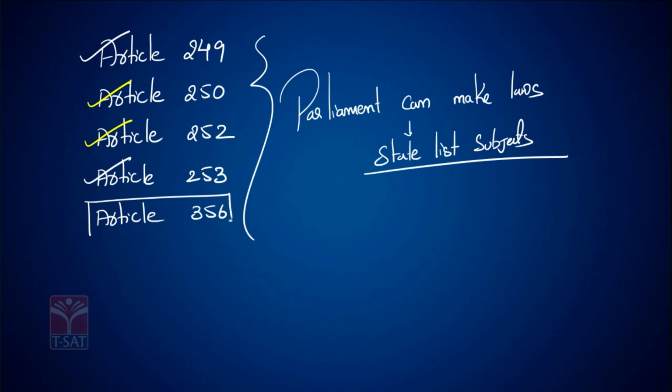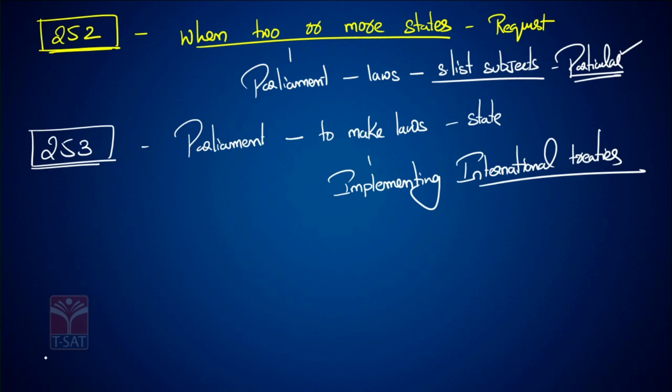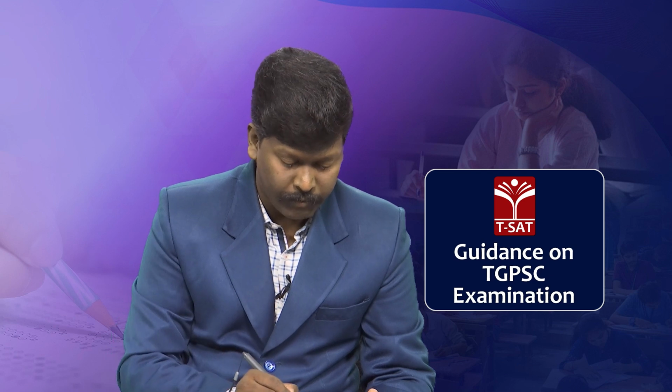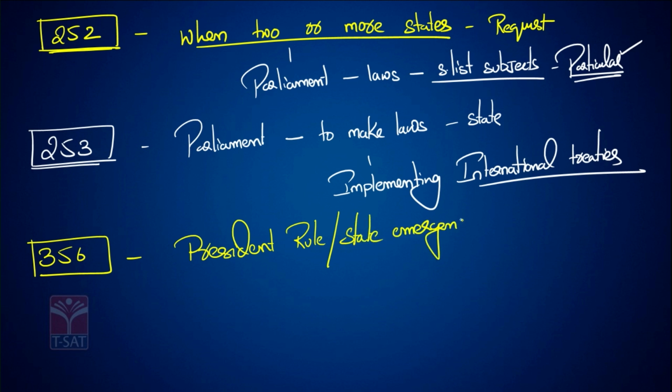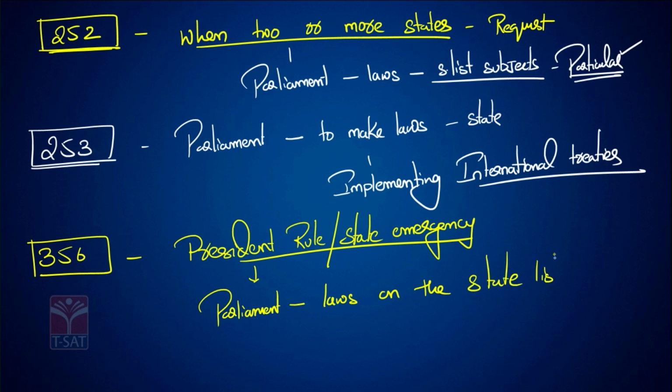The next and the final one we have is Article 356. Now, what is Article 356? I hope you all know what Article 356 is. Whenever there is president's rule, or this is also called state emergency, the parliament has the authority to make laws on the state list subjects. Parliament has all the rights to make laws on the state list subjects.